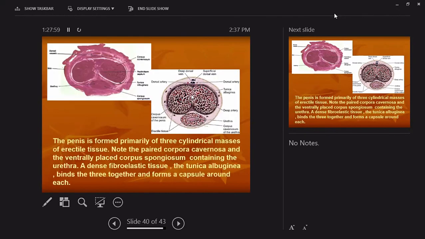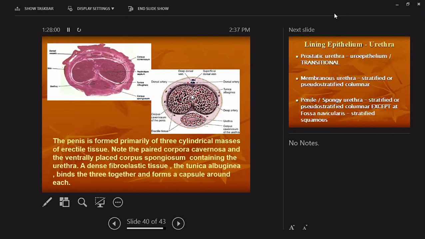There you are. Penis, we go now to the last part. Penis is formed primarily of 3 cylindrical masses of erectile tissue. You have the paired corpora cavernosa and the ventrally placed corpus spongiosum. Spongiosum, malambot, diba? Spongy. Corpus spongiosum, where you find the urethra.